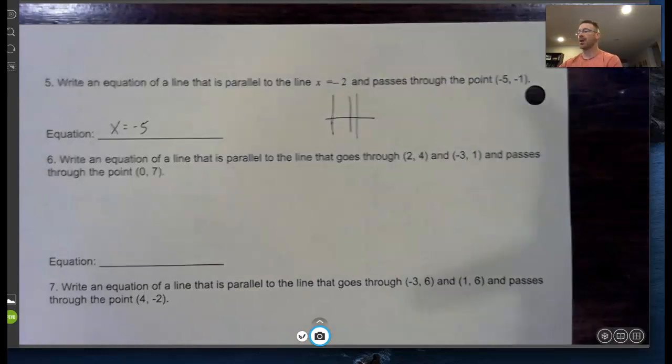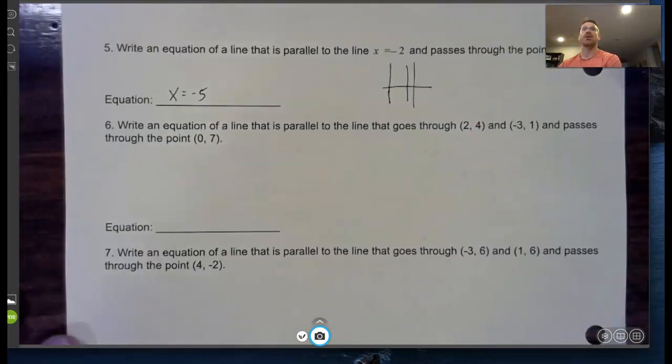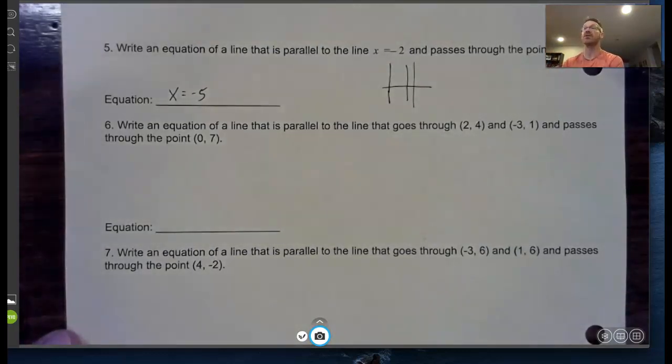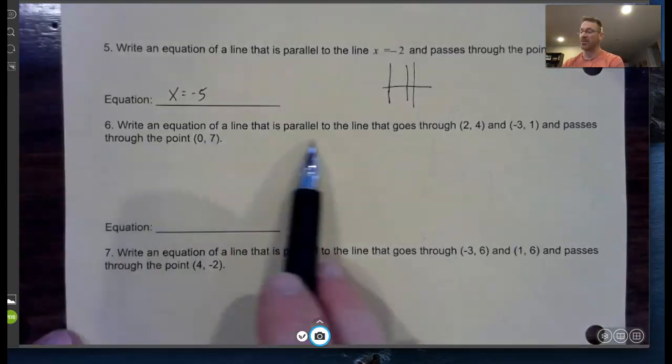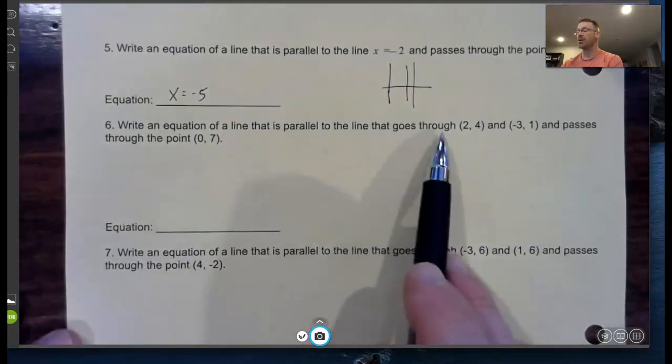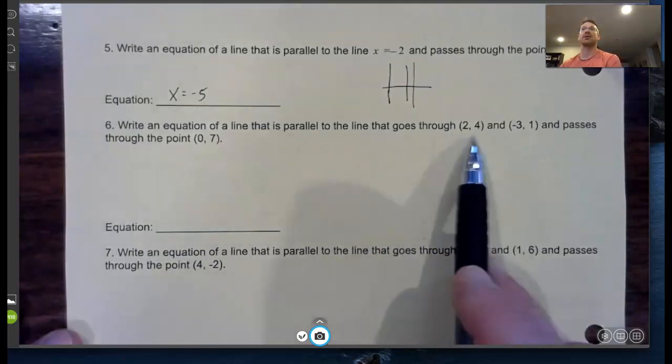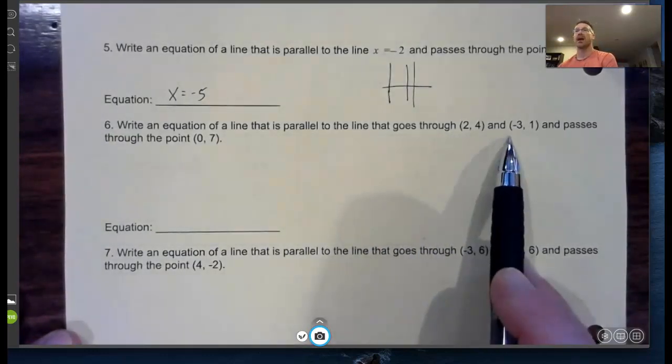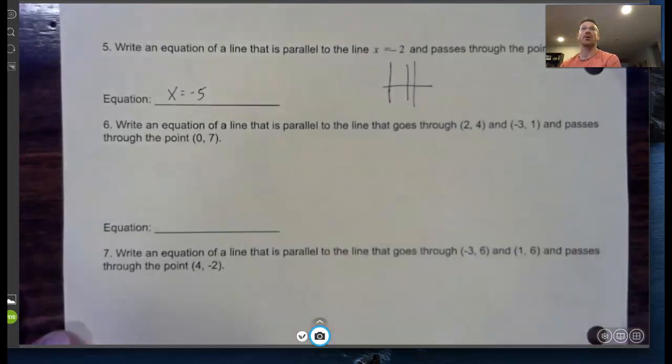Okay, so that's what you have to think about when we're dealing with horizontal and vertical lines. All right, now look at 6. So once again, what's changing is not the end result. We always want the same end result. What's changing is how the information is given to us in the problem. So notice we still want to write the equation of a line that's parallel, but instead of giving us an equation, it gives us some points that the line goes through, and we still have the same thing here. It passes through the point 0, 7.